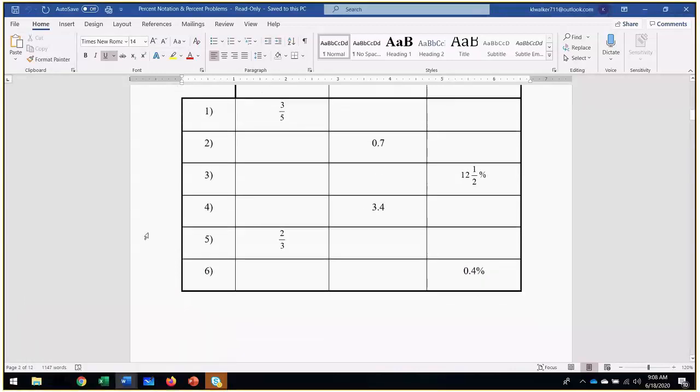Okay. Let's, I gotta move back up here. I'm running out of space.